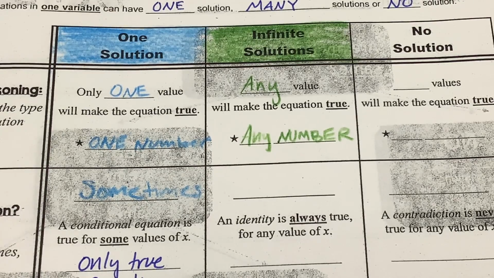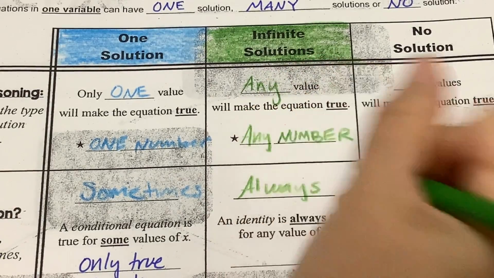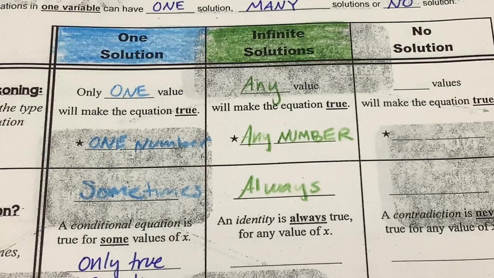So is it always true, sometimes true, or never true? It will always be true. If any number will work, then that means that whatever I pick, it's going to be true. And so that means that it is true every time.